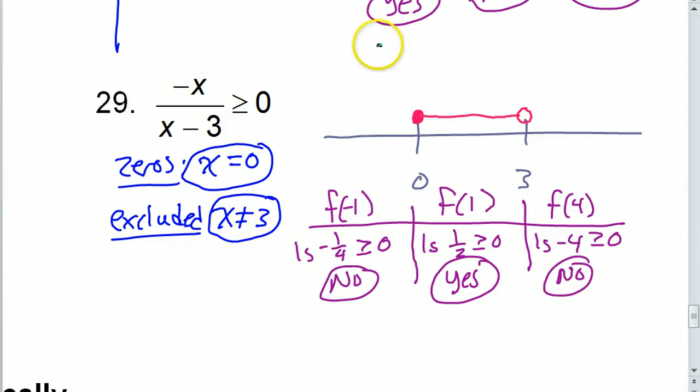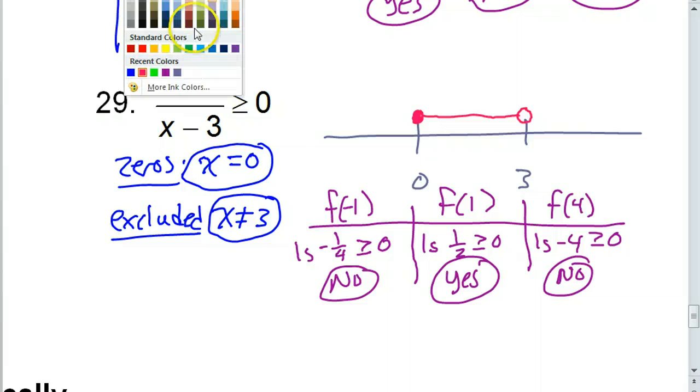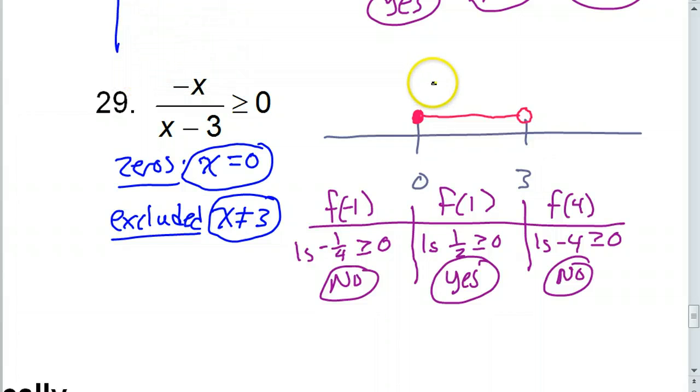And so interval notation will be like this. We will say bracket 0 to 3 parenthesis. Okay, bracket goes with the closed circle, parentheses go with open circles. So this is the answer to number 29.